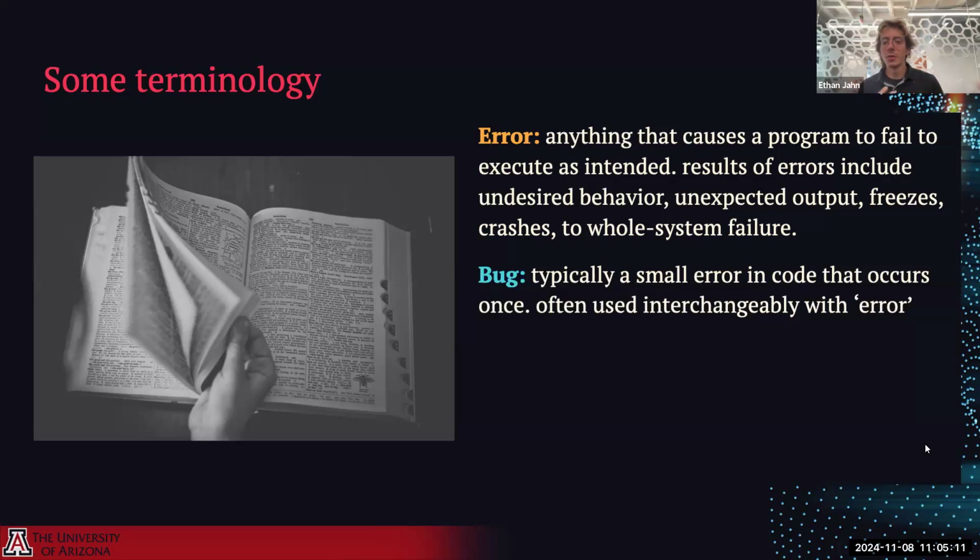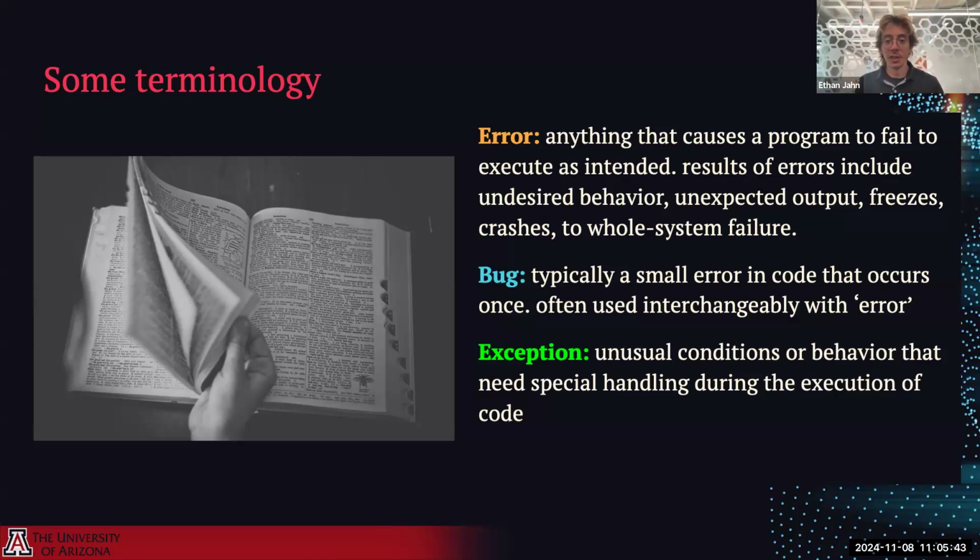Bug is pretty much used interchangeably with error, but in my mind, I think of bugs as being a smaller error somewhere in the code, something that's usually a minor fix. Even if it can cause major issues, it can be as simple as adding a closed parenthesis or fixing a typo. So in my mind, a bug is a little smaller, even if its effect can be large. And an error can be pretty much anything. And we'll talk about the different types of errors as we go along.